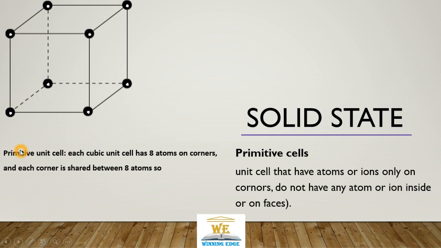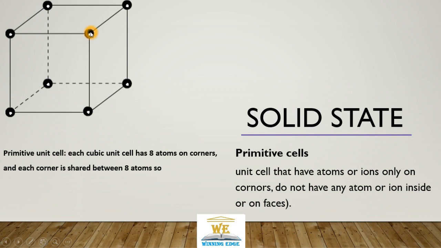Now for all the primitive unit cells, how many atoms are there per primitive unit cell? How will we count? Each cube has 8 atoms on the corners, and each corner is shared by 8 different units. Like here you see this corner: 4 units are here, and 4 more units on the top of it will also share this corner atom.